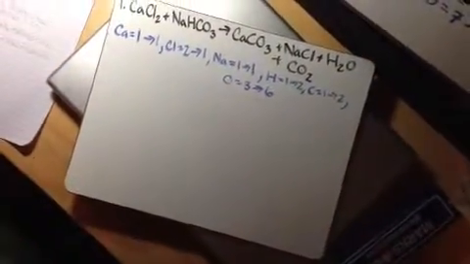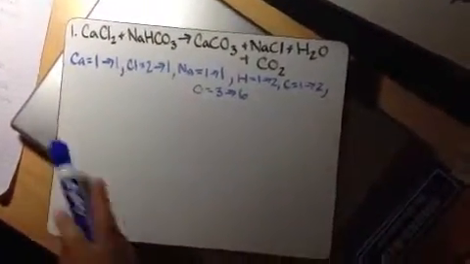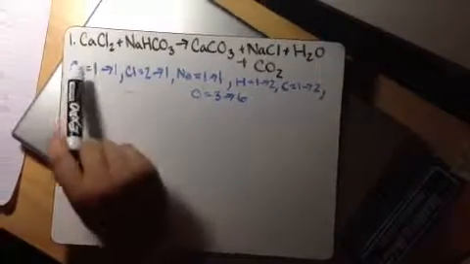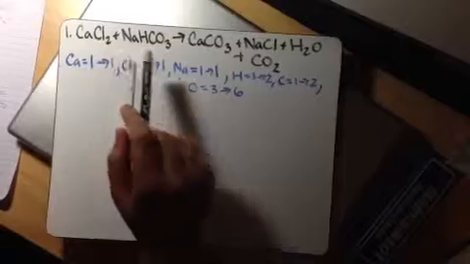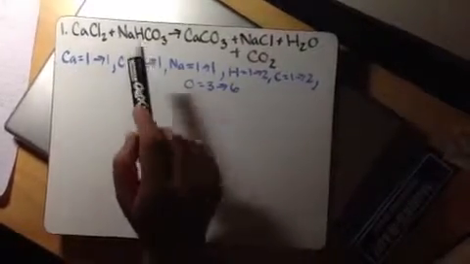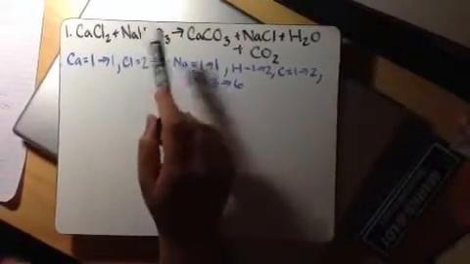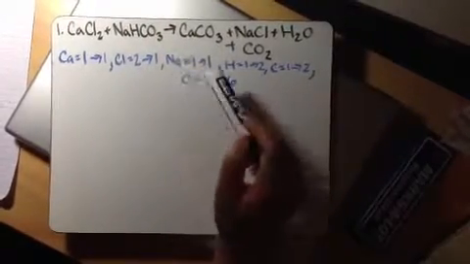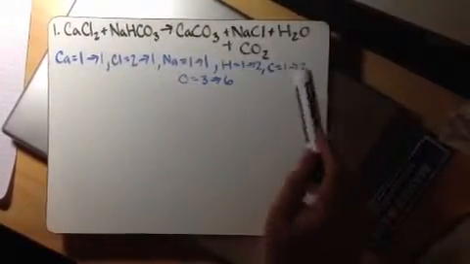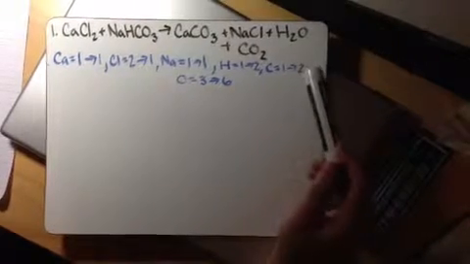Now for the second equation, which is a bit longer but takes fewer steps to finish, we start out with 1 calcium and chlorine 2, plus sodium hydrogen carbonate, or oxygen 3, creating CaCO3 plus NaCl plus H2O plus CO2.